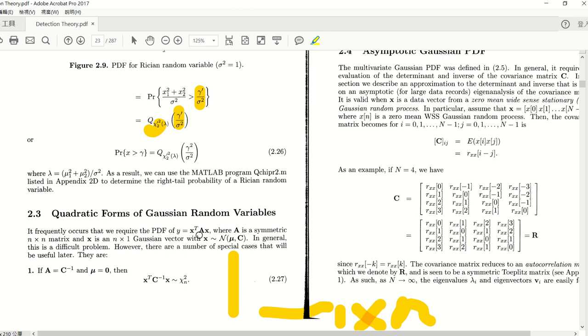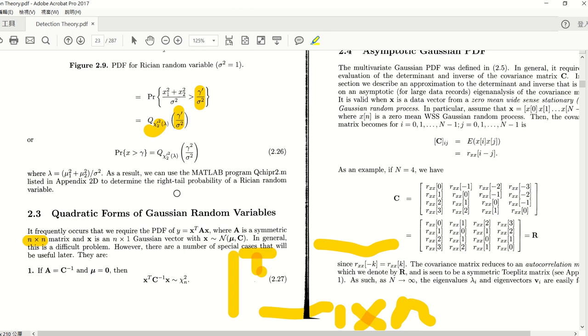Then how about A? A is an n by n matrix. If you have x, n by 1, and you take the transpose, what's going to happen? It becomes a row vector. It becomes a 1 by n row vector. So this is a row vector. This is n by n, and this is n by 1. Then the outcome is what? The outcome is 1 by 1.